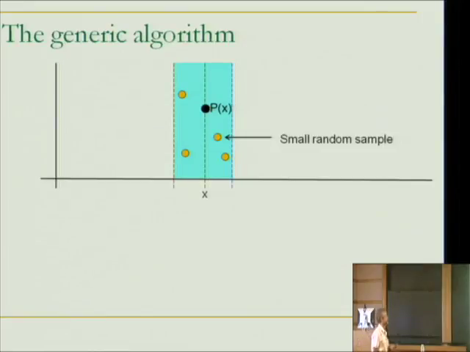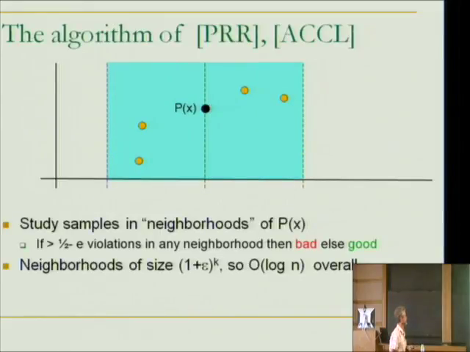So here's the basic algorithm. You start looking at intervals around X and you take a random sample. You look at intervals of different size, so you study samples in neighborhoods of P of X, and a neighborhood can be any size. Let epsilon be a small parameter. If there are more than half minus epsilon violations in any neighborhood, then bad, else good. So you take this random sample and if this point is in violation with close to half the fraction in any one of these neighborhoods, then we declare the point bad. We have to look at all neighborhoods, but we don't really. You only have to look at logarithmically many neighborhoods, by taking neighborhoods of size (1 plus epsilon) to the k. So the total number of neighborhoods you have to examine is order log n.